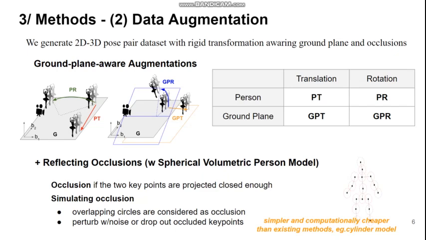To reflect occlusion into our augmentation, we propose a simple but effective spherical volumetric person model which represents a human as a group of 3D spheres centered at each key point. We judge occlusion with distance between each sphere pair, then add noise to or drop out this occluded sphere to mimic the significant detection failures typically caused by occlusions in off-the-shelf 2D pose estimation models. This approach is simpler and computationally more efficient than existing complex models, such as the Cylinder Man model or SMPL.